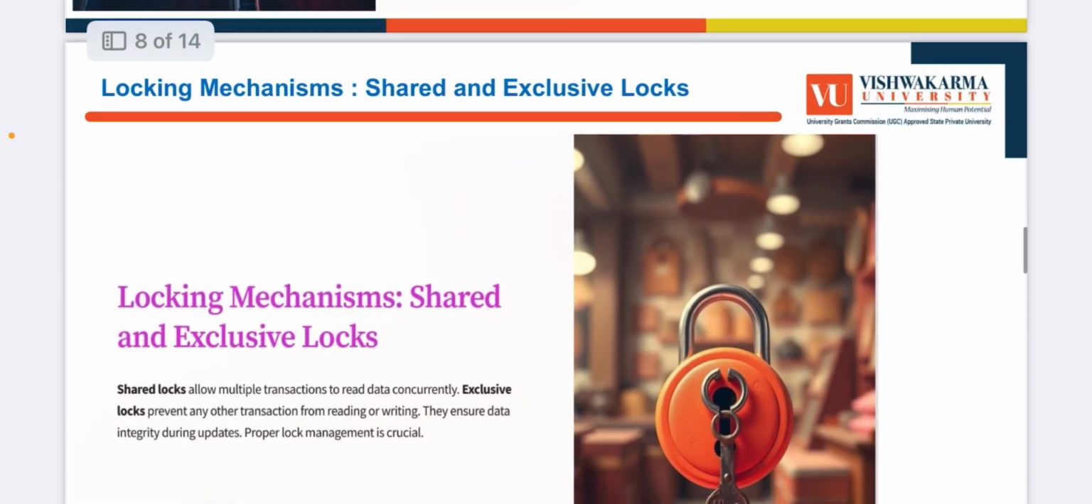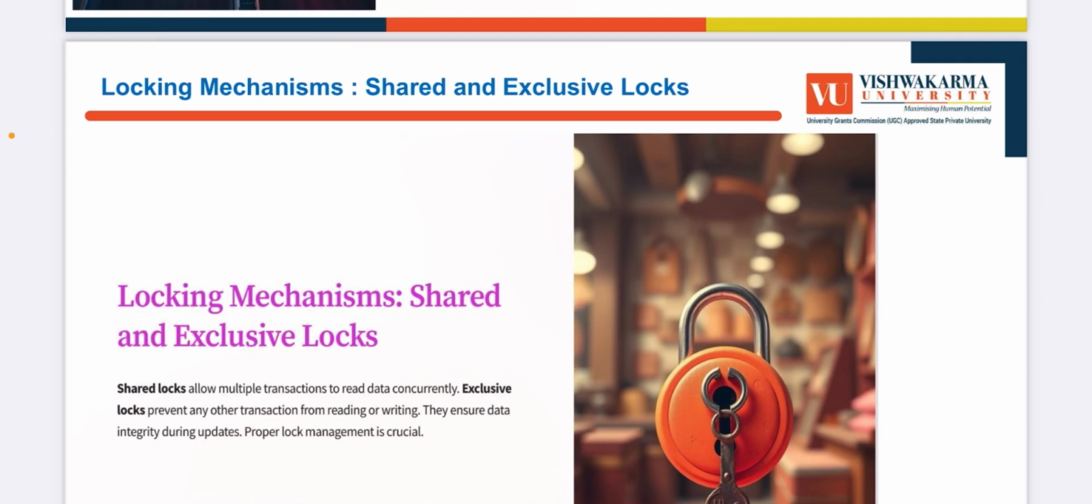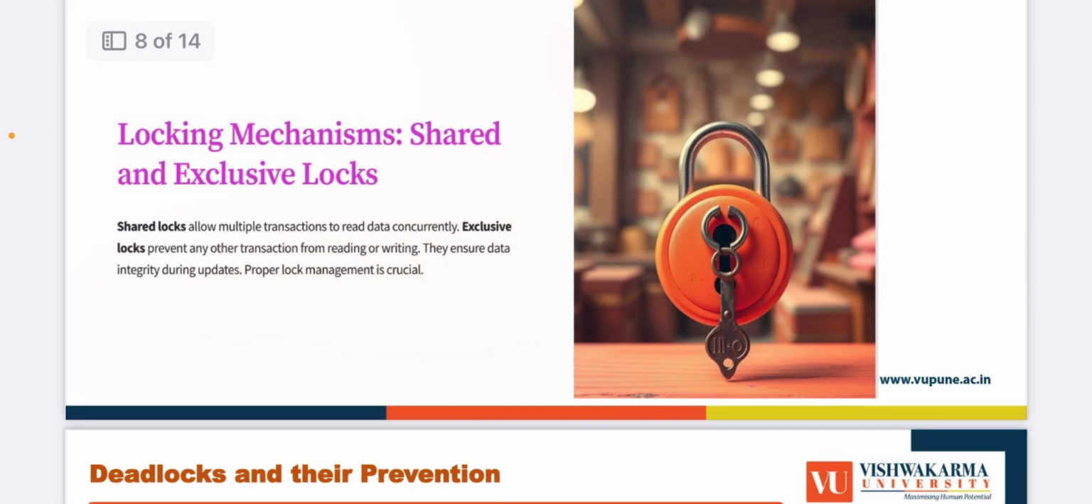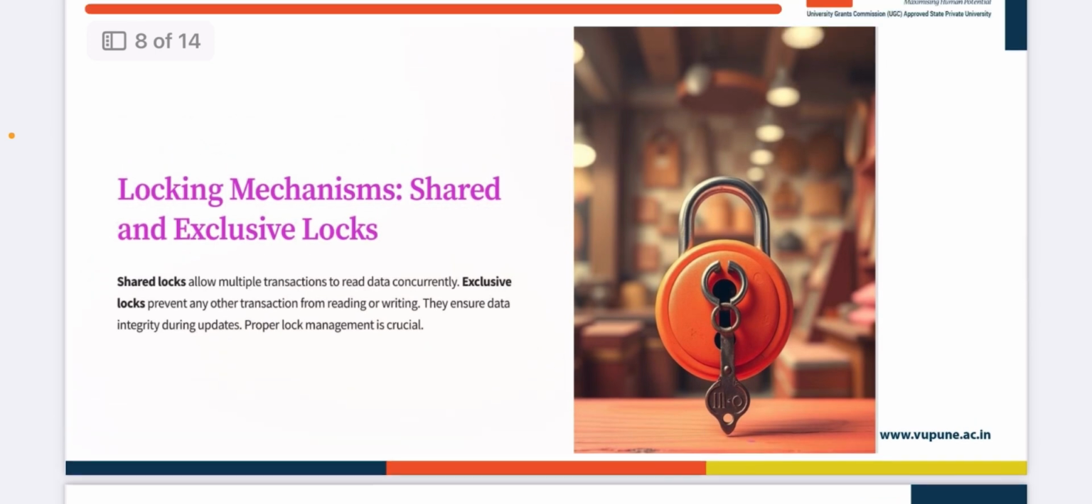Let's move to the locking mechanism: shared and exclusive locks. Shared locks allow multiple transactions to read concurrently. Exclusive locks prevent any other transaction from reading or writing. They ensure data integrity during updates. Proper lock management is crucial.